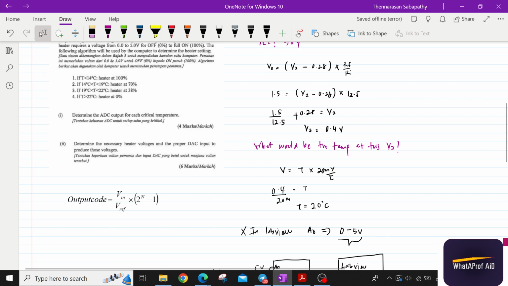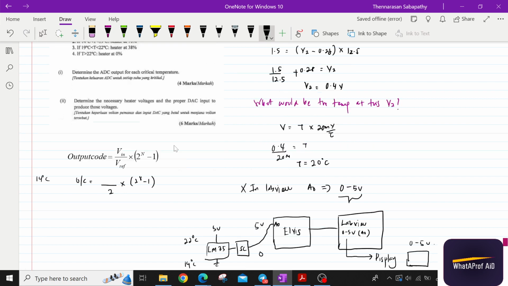So for example, for this question we have to determine the ADC output for each critical temperature. What are the critical temperatures? 14, 19 and 22. So we start with 14. The output code, this is for 14 degrees Celsius. What should be the value over here? V ref is actually 2, and this is 2 to the power of 8 minus 1, which is 255. What should be the V in over here? Should be 0. Why is it actually 0?